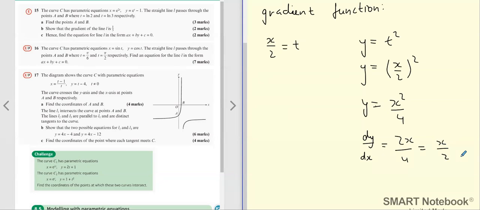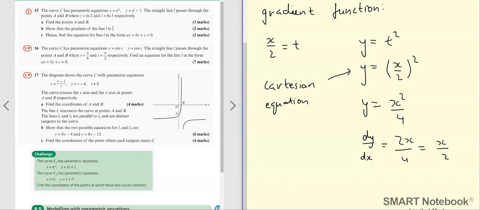Are we happy with that? Does that make sense how we worked out dy by dx there? So I worked out the Cartesian equation. And then I differentiated it using standard differentiation. Multiply the power down, take 1 away from the power. And now I've got the gradient of that graph.